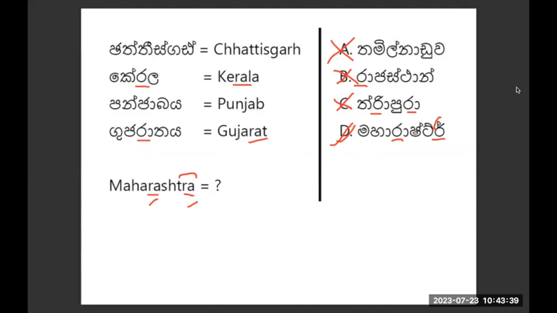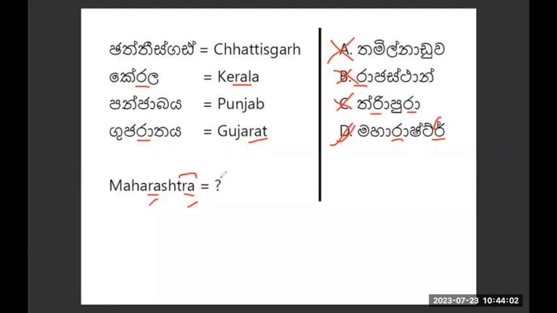Is that clear? Why option D is the correct one? Why did we compare Kerala and Gujarat only? Good question, Kavya. We compared Kerala and Gujarat because I went first to Maharashtra.